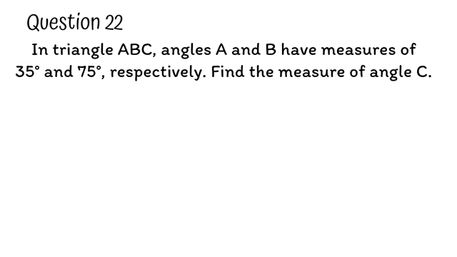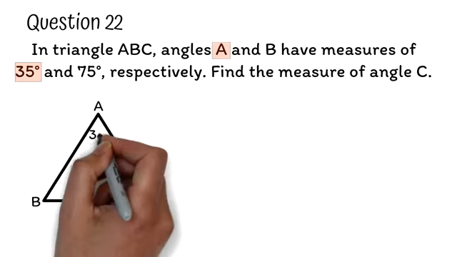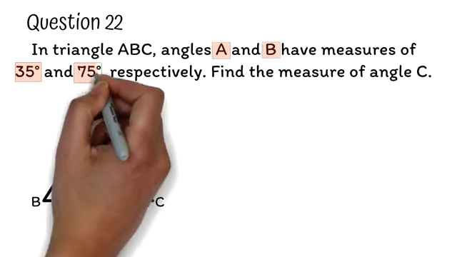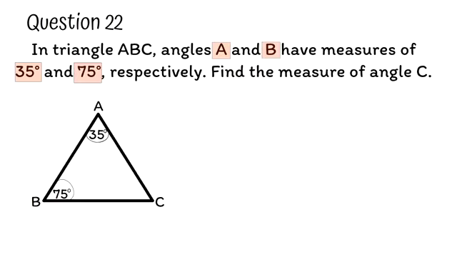Question 22. In triangle ABC, angles A and B have measures of 35 degrees and 75 degrees, respectively. Find the measure of angle C. With question of this kind, it's always good to have a pictorial view of the information given. Draw a triangle ABC. The angle of A is given as 35 degrees, and the angle of B is 75 degrees. Since angle C is not given and we are to find, put angle C to be x.